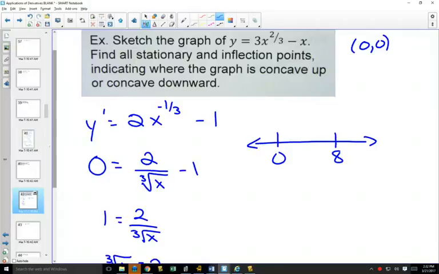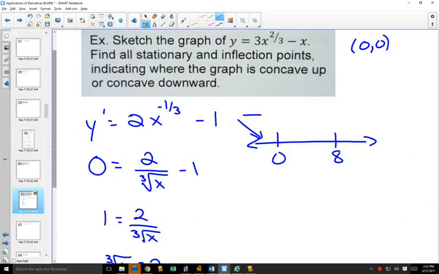Okay, so now that we've got our number line there, we can do our regular check. What happens when you plug in something less than 0, like a negative number? Like if I plugged in -8, this is going to be the cube root of -8, which is -2. So I'd have -1 minus 1, which will still be negative. Our graph is decreasing.